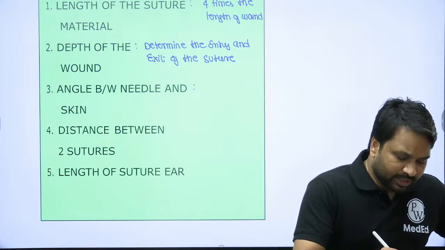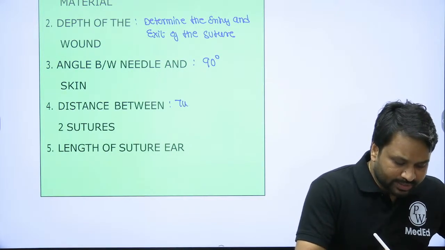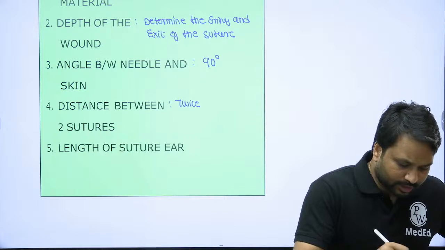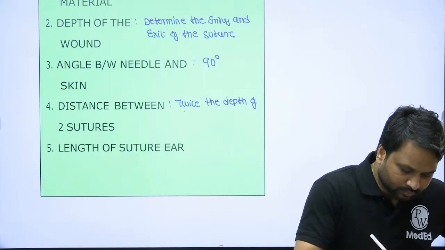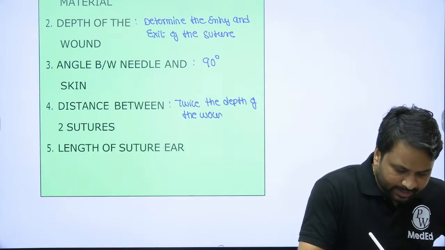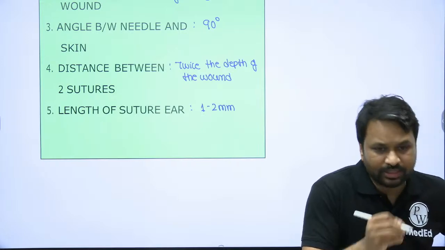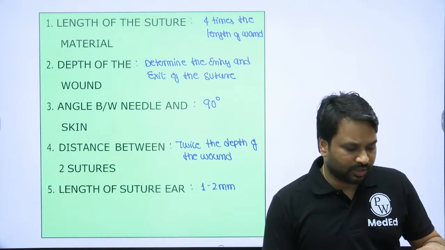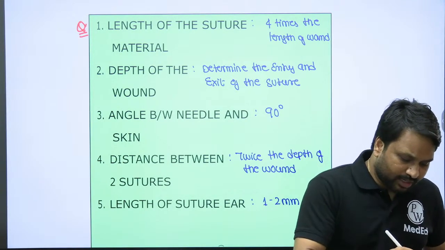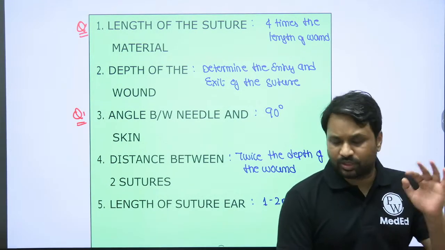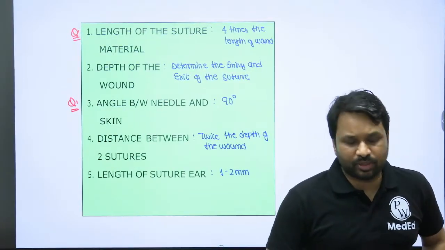The angle between the needle and the skin will remain at 90 degrees. The distance between the two sutures should be twice the depth of the wound, and the length of the suture here should be between 1 to 2 millimeters. Right? All these are important points. All this has been asked in an exam. They've asked you the length, they've asked you the angle between the needle and the skin in a previous exam, and the rest of them you never know when they're going to ask, right? So be prepared. This is one table that I would want you to remember.